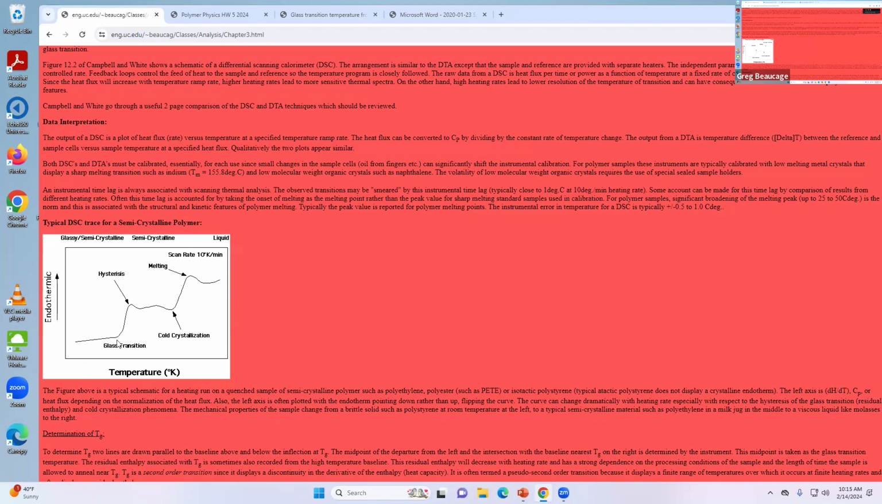So it should just be a step function, like boom, boom, right? And then you see this overshoot because it's heating at a finite heating rate. That's the lag, basically. If you heat it faster, you get a bigger overshoot here. You could think of it as that. Usually if you have a peak or a dip in this, in other words, if you integrate that peak, you'll get the enthalpy of melting for the material, like how much heat it took to melt it.